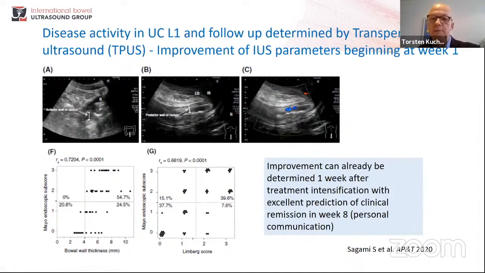And after treatment initiation, improvement of bowel wall thickness and vascularization can already be determined 1 week after treatment intensification and appears to be an excellent predictor for clinical remission in week 8 in this population. So again, in combination with abdominal ultrasonography, transperineal ultrasonography mirrors the whole colon and whole intestine that can be followed up in patients with IBD.